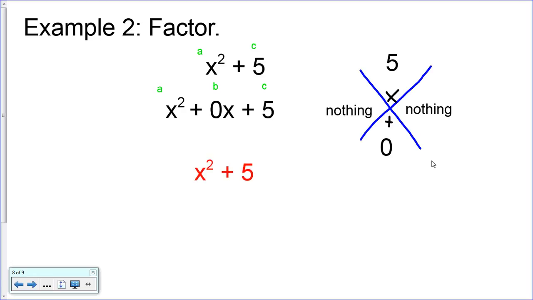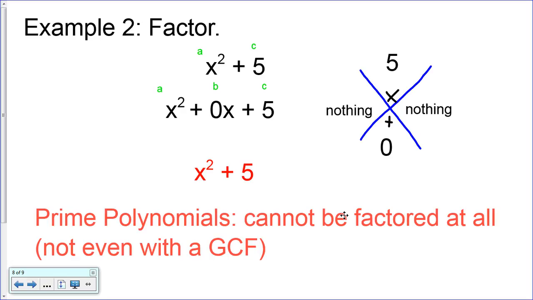So the best thing I could do is just get rid of that 0x and leave it as x squared plus 5. When this happens and you can't do anything, no GCF, no magic x, that's called a prime polynomial. Okay? It means it can't be factored at all. And that can happen sometimes. So you're just going to have to leave it where it is and let it be. Okay?